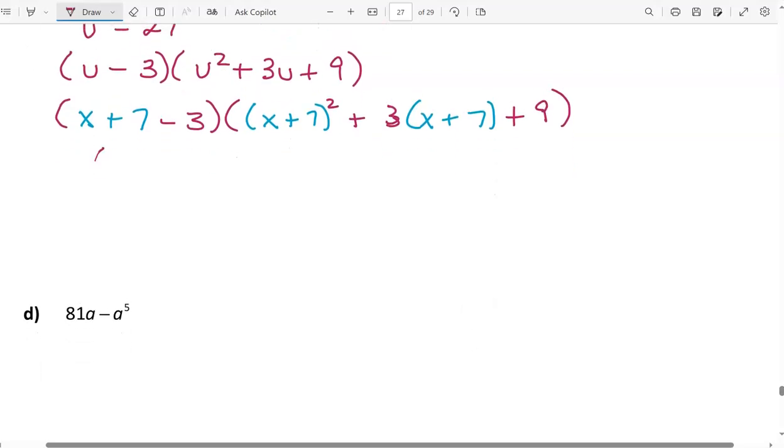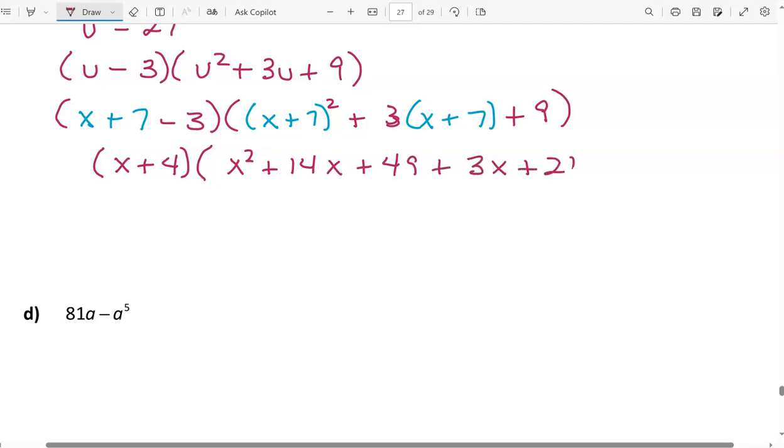Now we need to simplify each factor. x plus 7 minus 3 is the same as x plus 4. And this trinomial factor is going to be a little bit more to simplify. X plus 7 squared is x plus 7 times x plus 7, which simplifies to x squared plus 14x plus 49. And then 3 times x plus 7 is 3x plus 21. And then we're going to bring down that last term of 9. We have a little bit of housekeeping to do on that second term. I'm going to combine the like terms. 14x and 3x are 17x.